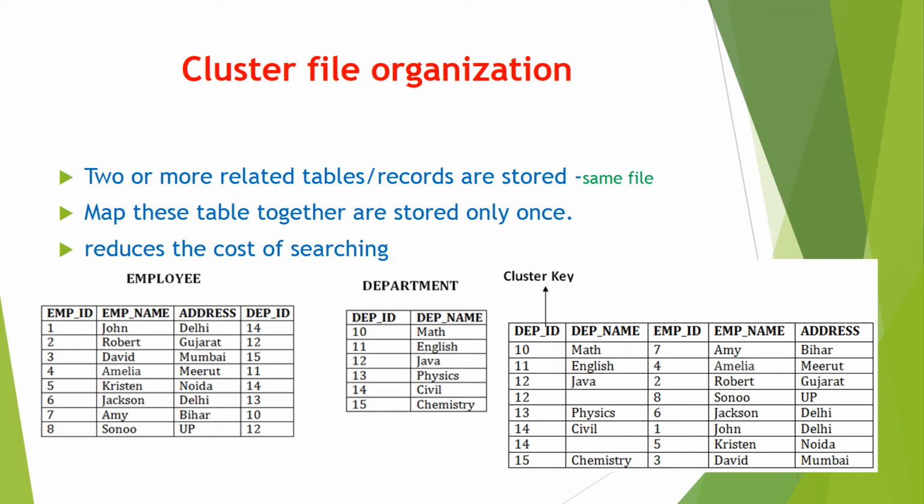This method reduces the cost of searching for various records in different files. The cluster file organization is used when there is a frequent need for joining the tables with the same condition. This join will give only a few records from both tables. In the given example, we are retrieving the record for only a particular department. This method cannot be used to retrieve the records for the entire department.